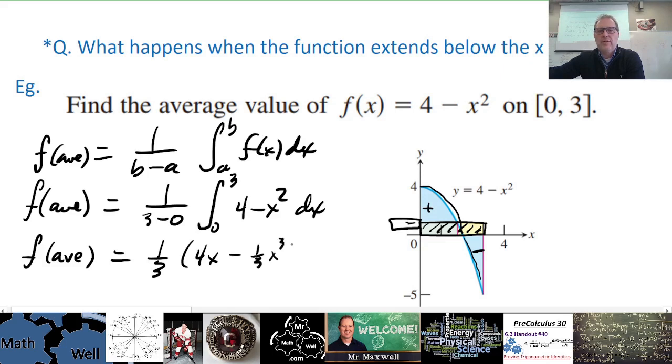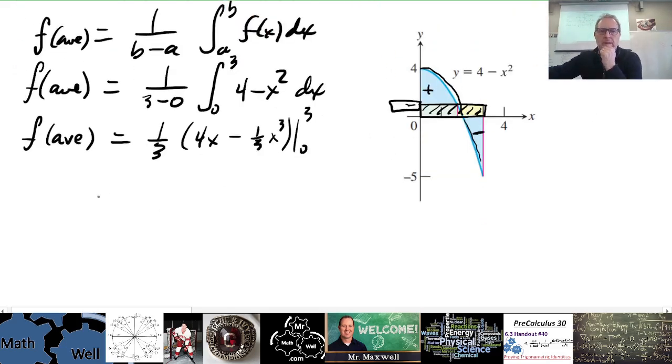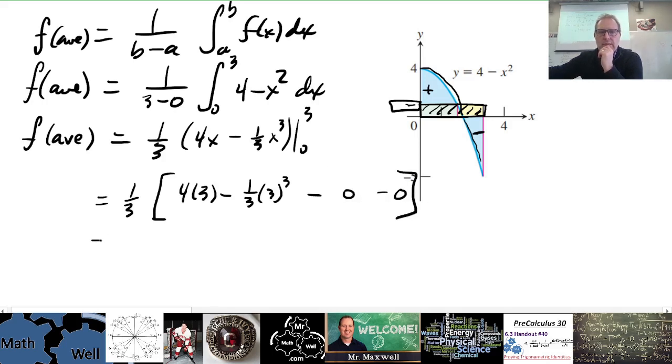4x minus 1/3 x cubed. Very good. And we're going to evaluate that from 0 to 3. So I'll leave the 1/3 out there for now, and we'll do 4 times 3 minus 1/3 times 3 cubed. Subtract, and then this is going to be 4 times 0 minus 1/3 times 0, so just minus 0. This is going to be 1/3 what? 12 minus 27 over 3, so 12 minus 9 is 3, so that equals 1.